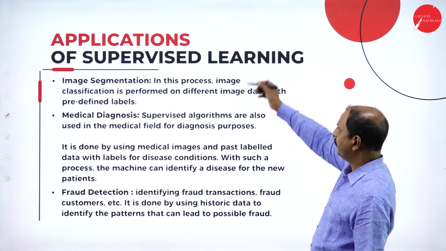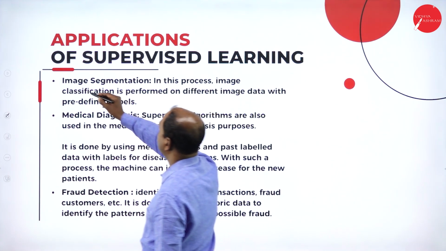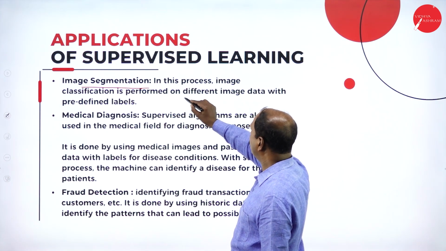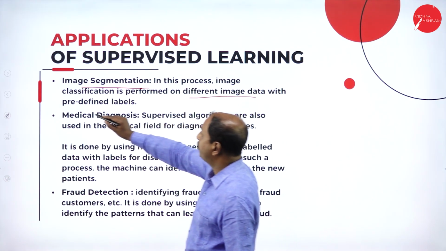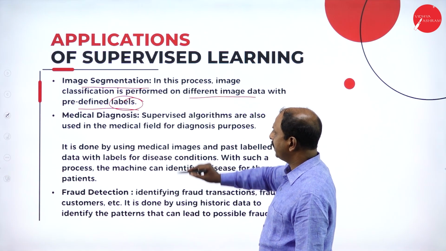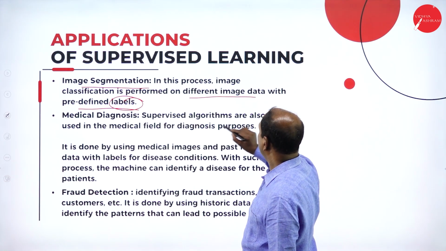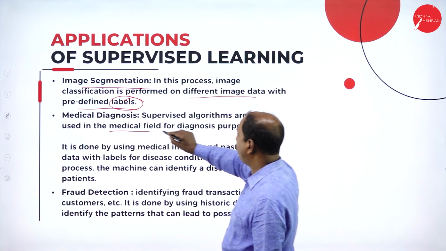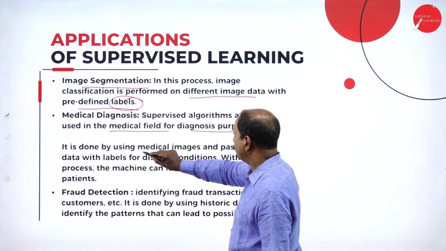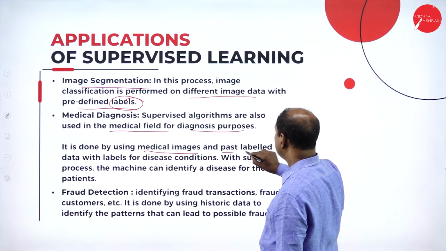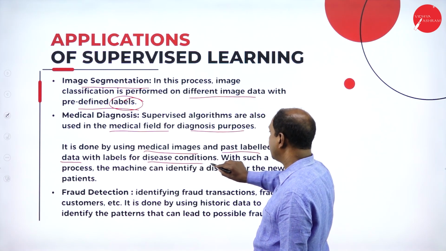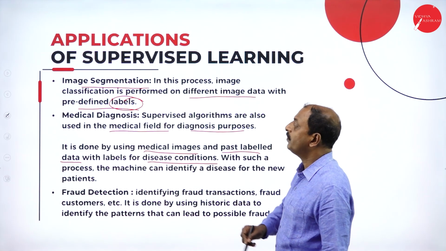Now let us see what the applications of this are. One is image segmentation, which means image classification is performed on different image data with predefined labels. So this is called labeled data. And medical diagnosis means it is also used in the medical field for diagnosis purposes, and it is done by using medical images and past labeled data with labels for diseases and conditions. So this is the meaning of labeled data.